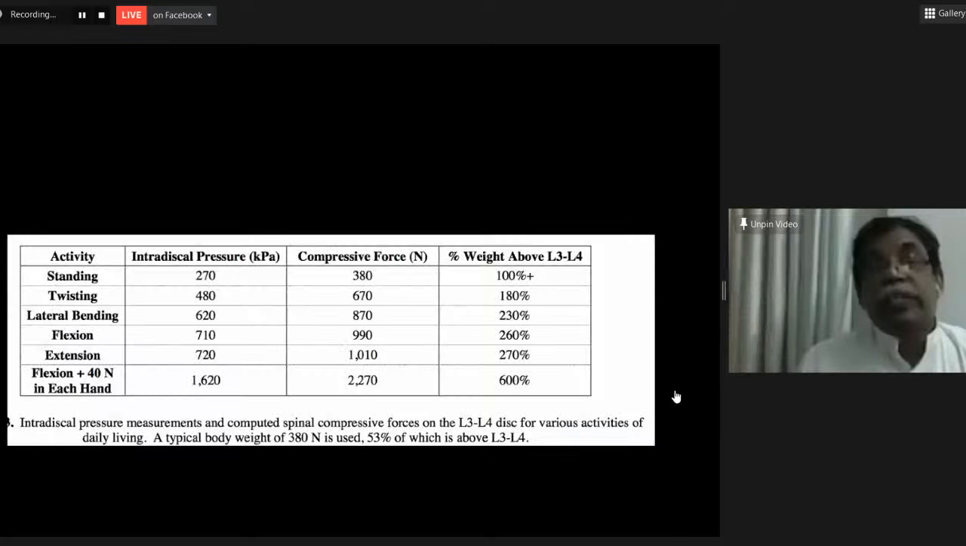Now, as I was talking to you, this slide shows that in a normal adult who's standing, who's not doing anything, percentage of body weight above the LCL for pressure over the body. But even slight twisting, lateral bending, flexion, extension increases this.